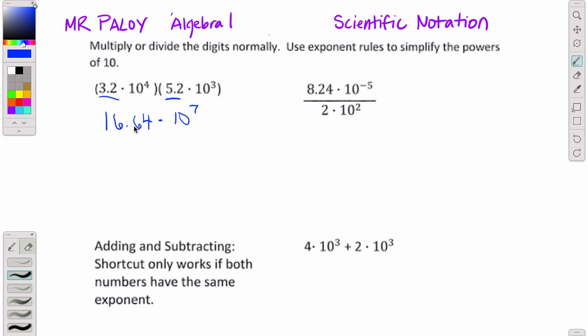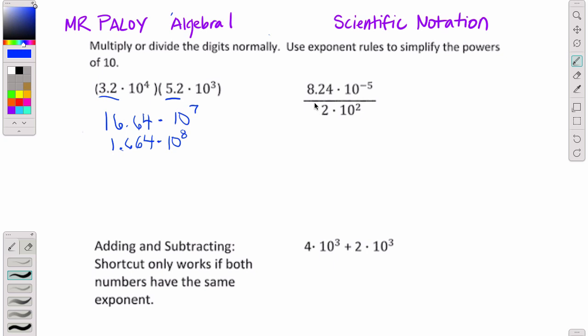Now if you're saying to yourself, okay, but wait a minute, that's not scientific notation right there. You're right. We're going to have to adjust this. I'm going to move my decimal back one. Now it's 1.664, and that went down one. My exponent will then raise by 1. 1.664 times 10 to the 8th power. Boom, we're done. Didn't have to deal with a lot of zeros at the end or park them and put them back. It was a quick way to do the problem.